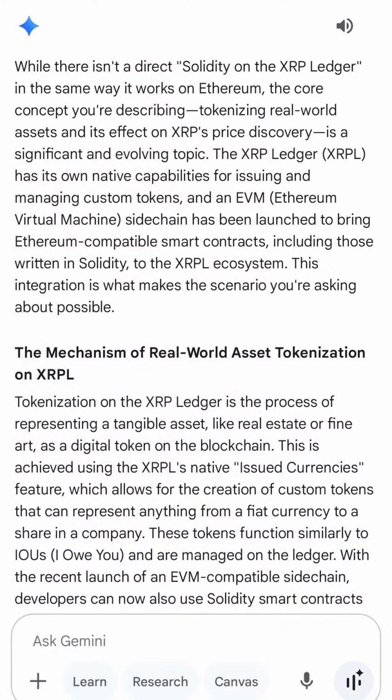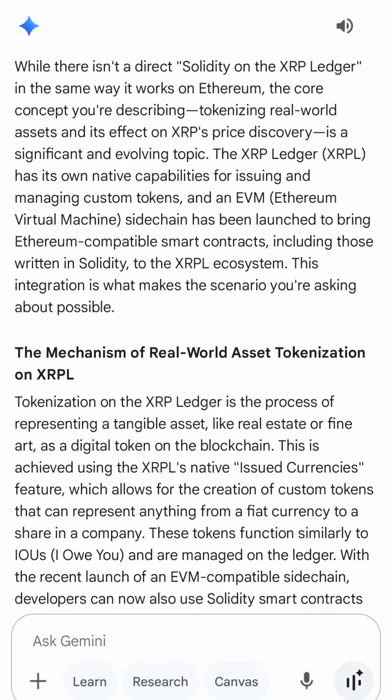While there isn't a direct Solidity on the XRP ledger in the same way it works on Ethereum, the core concept you're describing, tokenized real world assets, and its effect on the XRP price discovery is a significant and evolving topic. The XRP ledger, or XRPL, has its own native capabilities for issuing and managing custom tokens, and an EVM, the Ethereum Virtual Machine sidechain, has been launched to bring Ethereum compatible smart contracts, including those written in Solidity, to the XRPL ecosystem. This integration is what makes the scenario you're asking about possible.